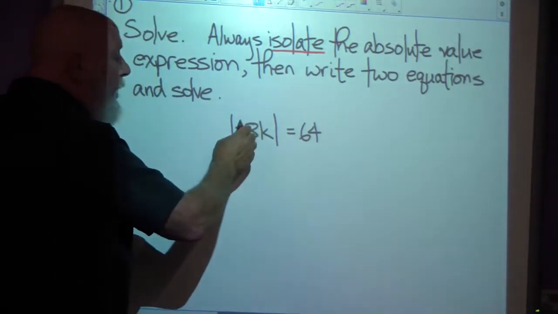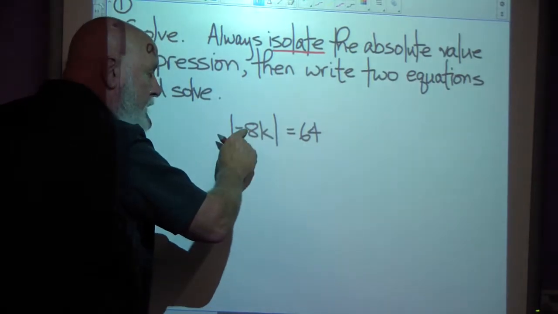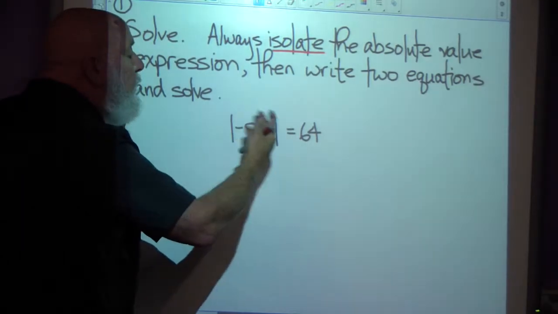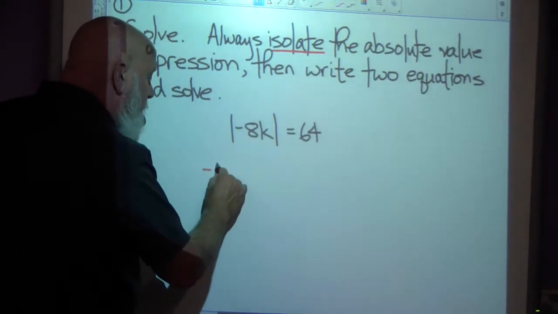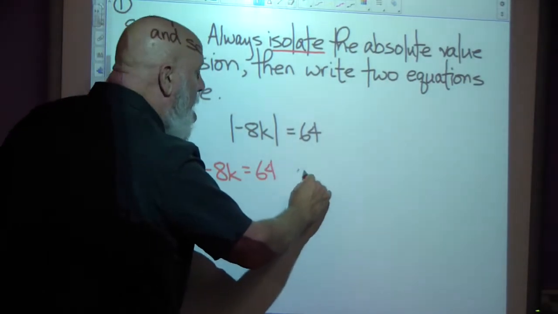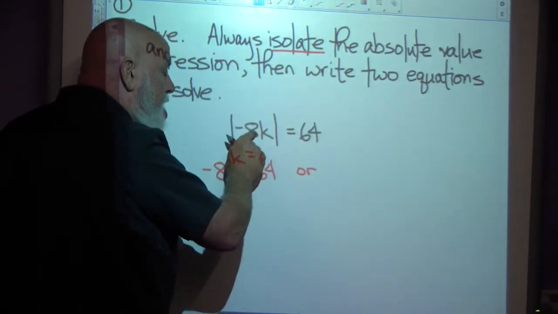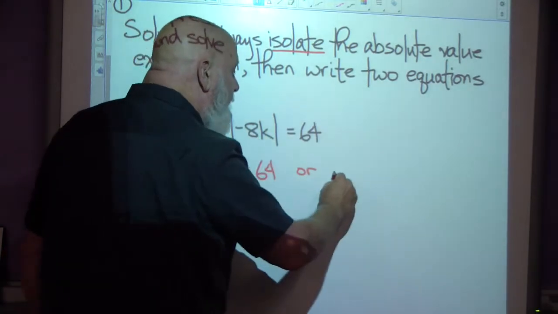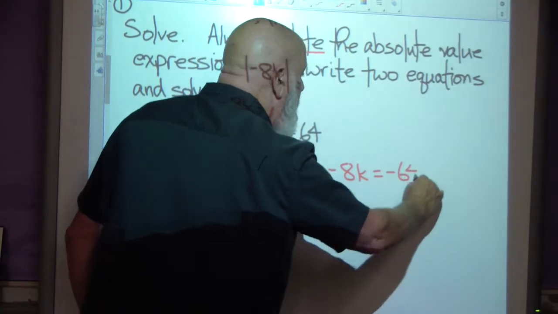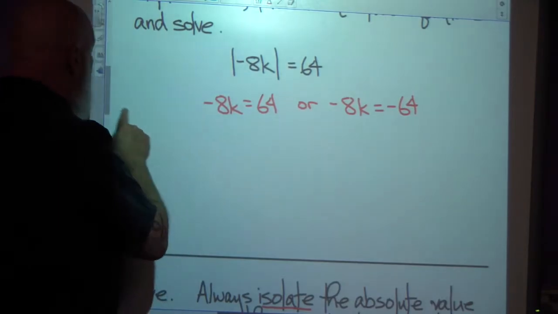So I don't have to make this positive. This is a variable expression, so I'm not going to take the absolute value of this. I'm going to write two equations, ignoring the absolute value symbols. I'm getting rid of them and saying, either this is true, negative 8k is equal to 64, or if this turns into negative 64, the absolute value of negative 64 would also be 64. So negative 8k could be negative 64. I solve these two, and those will be my two solutions for this absolute value equation.